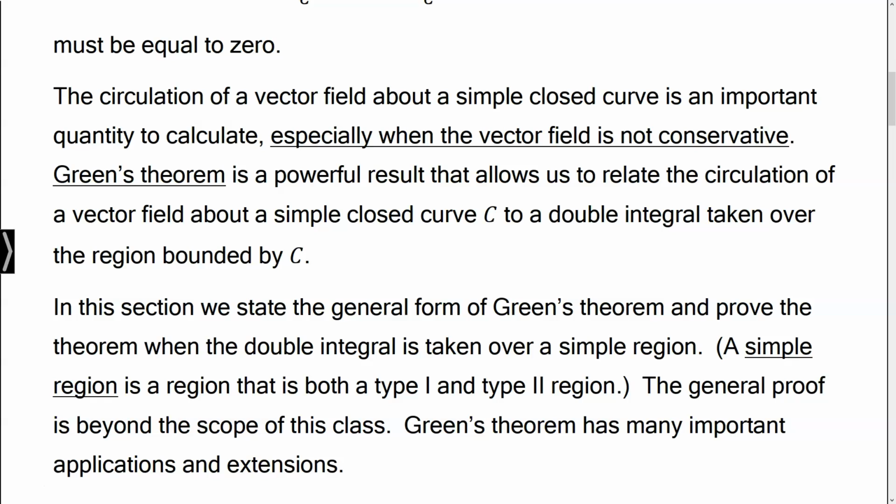So I'm going to go over the general statement of Green's theorem and then prove it in a very particular case over a simple region, which just means it's a region that's type 1 and type 2. Remember type 1 and type 2 from double integrals. So if you have both of those types, then that's the kind that we're going to be looking at. The general proof is a little bit beyond what we can do here, but you can prove it also in general.